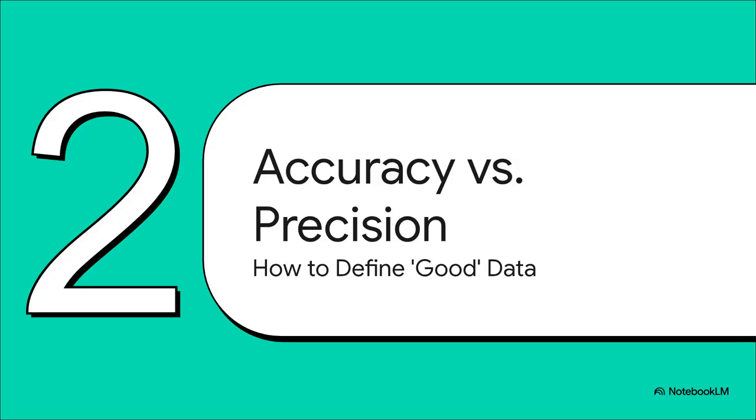Okay, so we figured out how to write the numbers. Awesome. But that's only half the battle. Now we have to ask a different question. How do we know if a measurement is any good? And this brings us to two words that we all use interchangeably in everyday life, but in science, they mean two very, very different things: accuracy and precision.